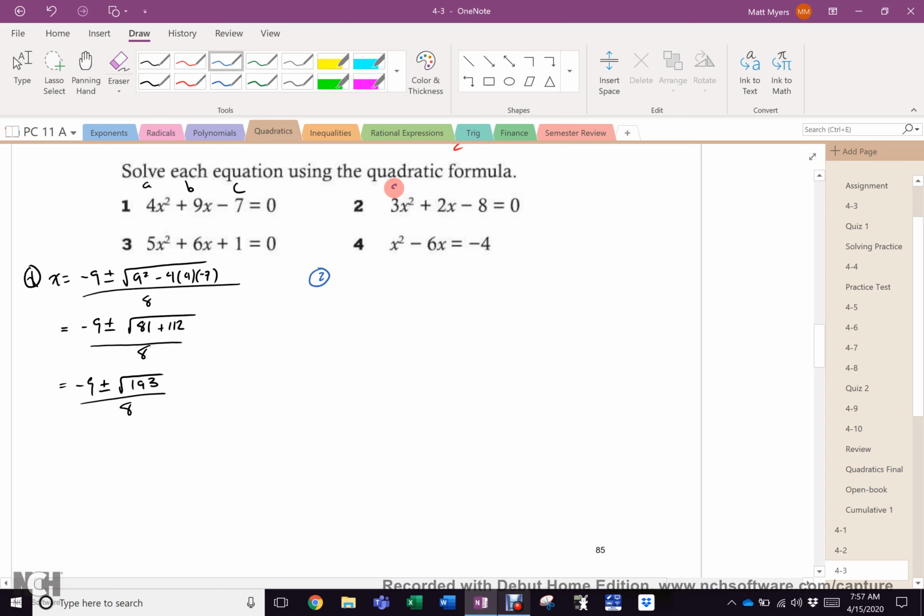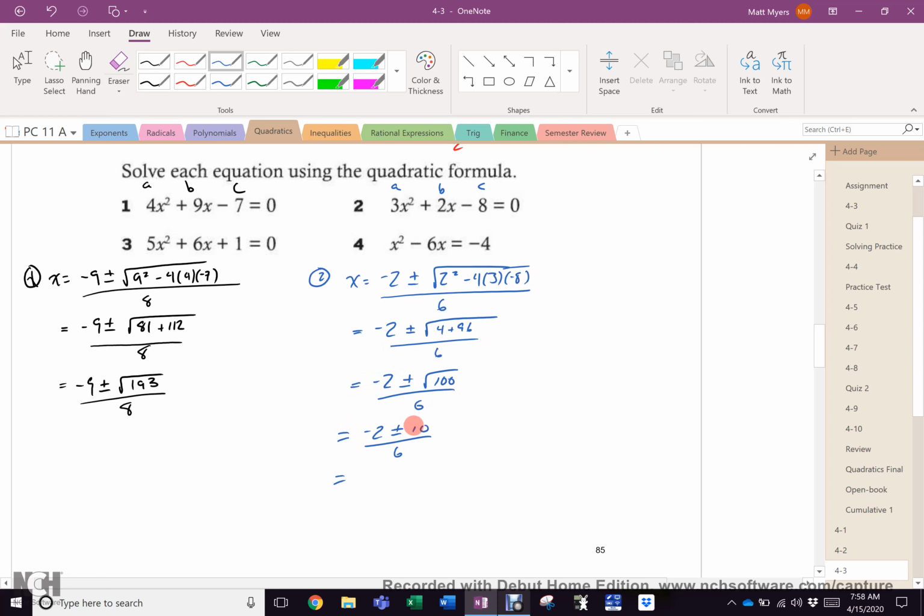Number 2, A, B, C. So x equals negative b, negative 2, plus or minus the root of b squared, 2 squared minus 4 times 3 times negative 8, all over 6. Negative 2 plus or minus the root of 4. 4 times 3 is 12. 12 times 8 is 96. So 4 plus 96 over 6. Negative 2 plus or minus root 100 over 6. Negative 2 plus or minus 10 over 6. Negative 2 plus 10 is 8 over 6. Negative 2 minus 10 is negative 12 over 6, so it's 3 over 2 and negative 2.